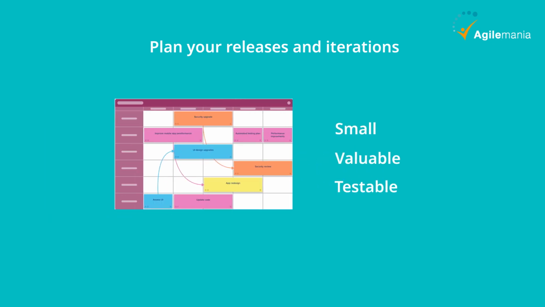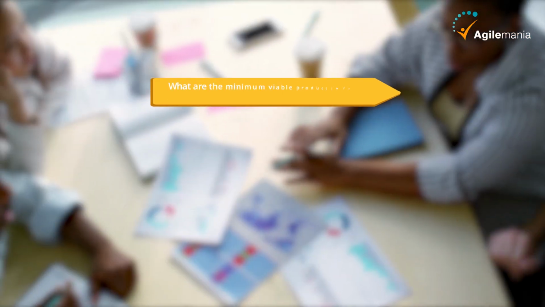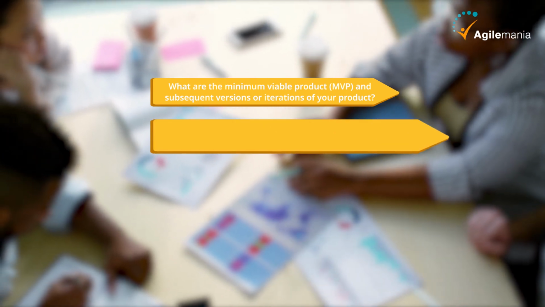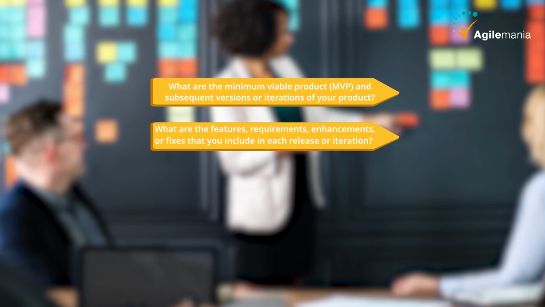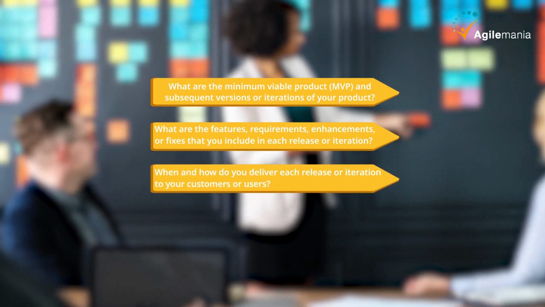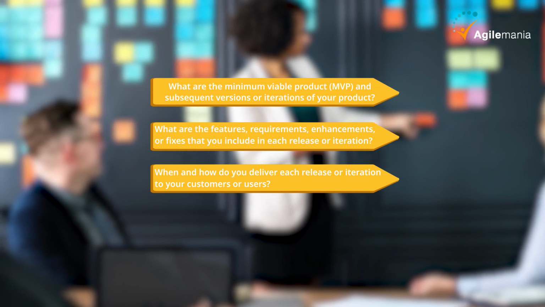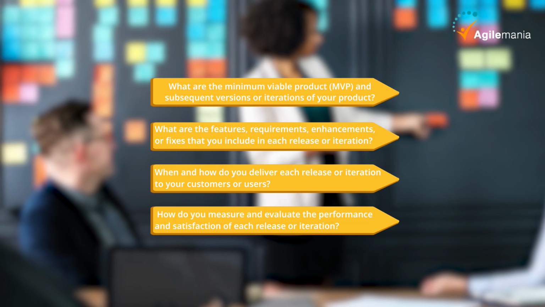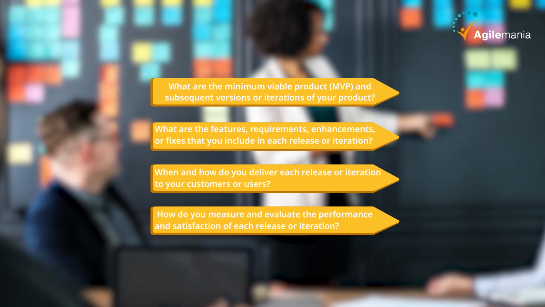They should answer questions such as: what are the minimum viable product, MVP, and subsequent versions or iterations of your product? What are the features, requirements, enhancements, or fixes that you include in each release or iteration? When and how do you deliver each release or iteration to your customers or users? How do you measure and evaluate the performance and satisfaction of each release or iteration?